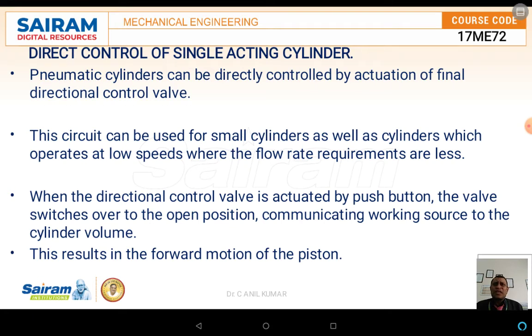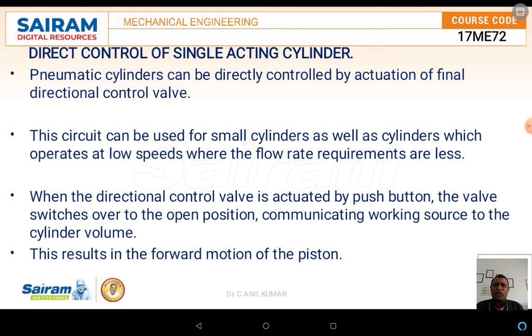The next part is the direct control of a single acting cylinder. As you know, the single acting cylinder has only one input, and the output is the forward motion. The control mechanism should be through the valve, and the reverse motion, or retraction, is done by using the spring force. That is a simple explanation of the direct control of the single acting cylinder.